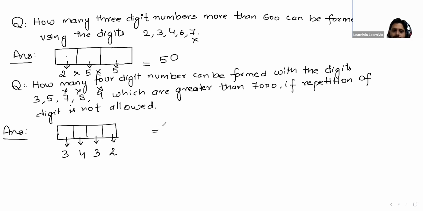So how many 4-digit numbers? 3 into this into this. So this is equal to 72. Is this clear? Yes, sir. Okay. Krishna, is this clear? Yes, it's clear. Okay. Safan, is this clear? Yes, sir. Clear. Please try the next question, and Safan, please try to find the correct answer of this.